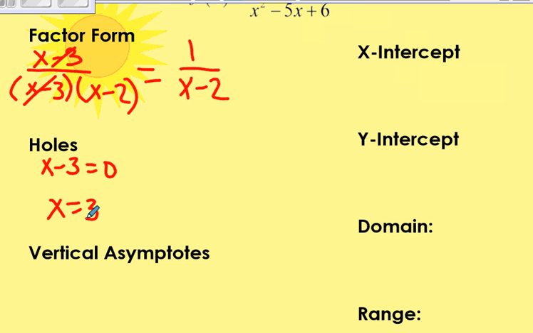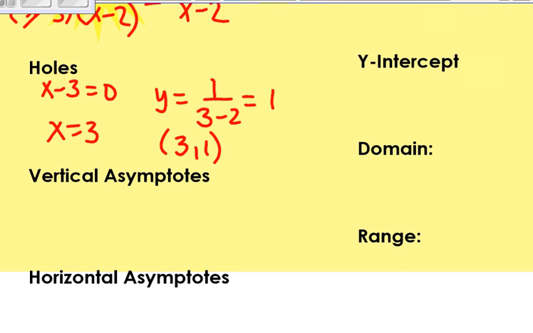Now I need to find the y. So I'm going to go back up to my factored form, and I'm actually going to solve for y by plugging in the x I found. So I've got 1 over 3 minus 2, which gives us a value of 1. So my hole is going to be at 3, 1. Vertical asymptotes we get by taking the base or the denominator of our fraction and setting it equal to 0. So we have x minus 2 equals 0, or x equals 2 for our asymptote.